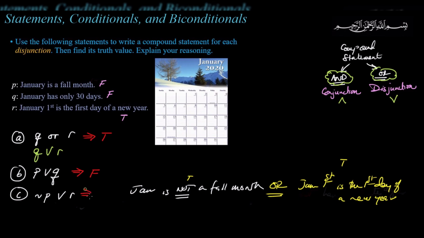Okay, so these are the basics regarding statements. We have learned that statements are named with lowercase letters, and the negation is written as not P. Then we can combine statements using either a conjunction, that's an and, or a disjunction, that's an or. Inshallah, we shall build on this in our second part.